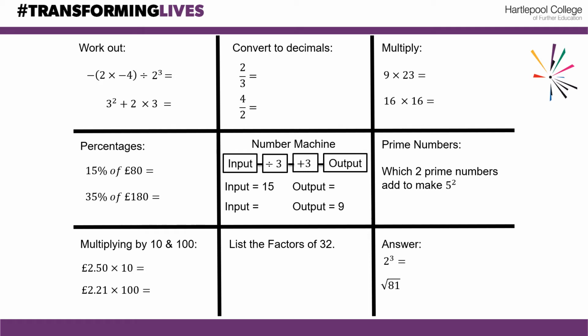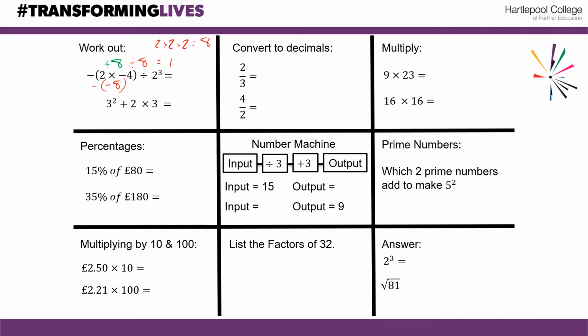So if we're having a look at the first couple of questions, we're all about BIDMAS. Do the thing in brackets first. So 2 times minus 4 will get you minus 8, but we're multiplying that by a minus on the outside. So really what we've got is positive 8, so plus 8. And then we're dividing that by 2 cubed. Well, we think 2 cubed is the same as 2 times 2 times 2. That gets us 8 on its own. So really what it's saying is what is 8 divided by 8? And the answer is 1.